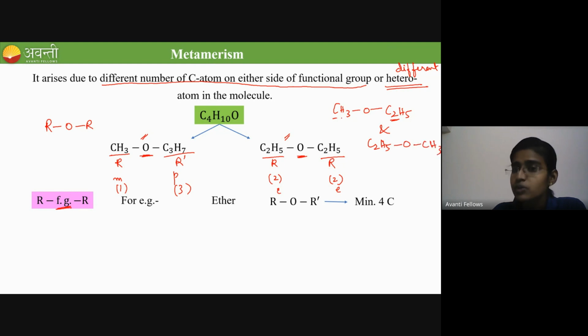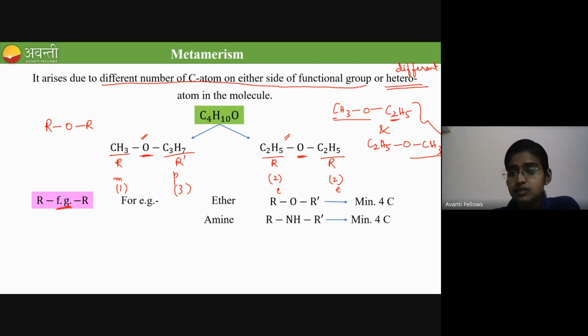So again, the compound is the same. Both the compounds are the same. This is called methoxyethane, and this compound is also called methoxyethane. So with 2 carbons or 3 carbons, we will not be able to write the metamer. We require a minimum of 4 carbons to write the metamers. Got it? That is for ether. And for amine.